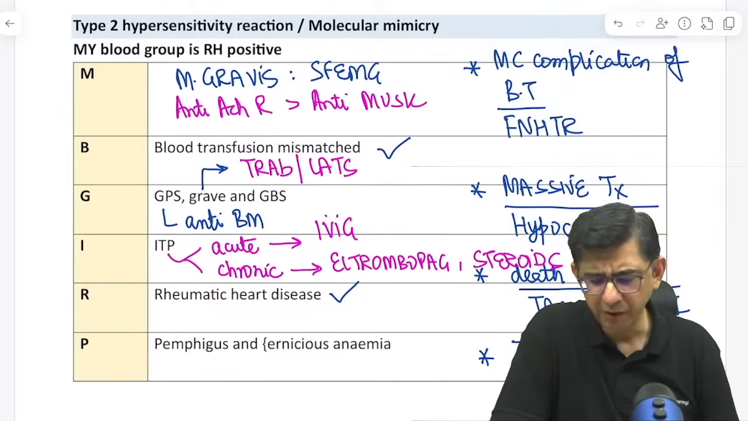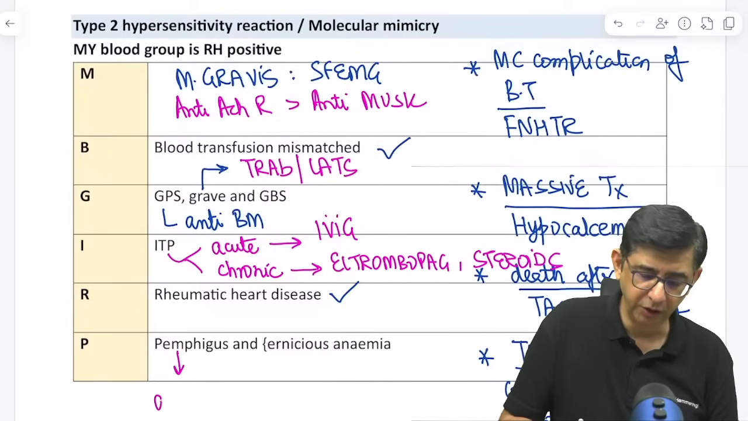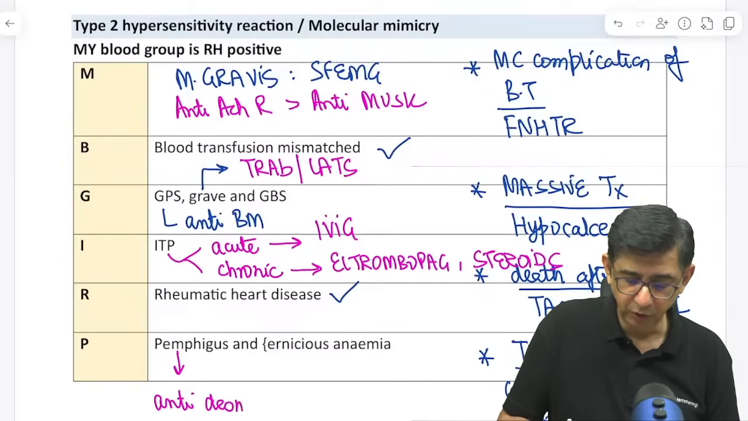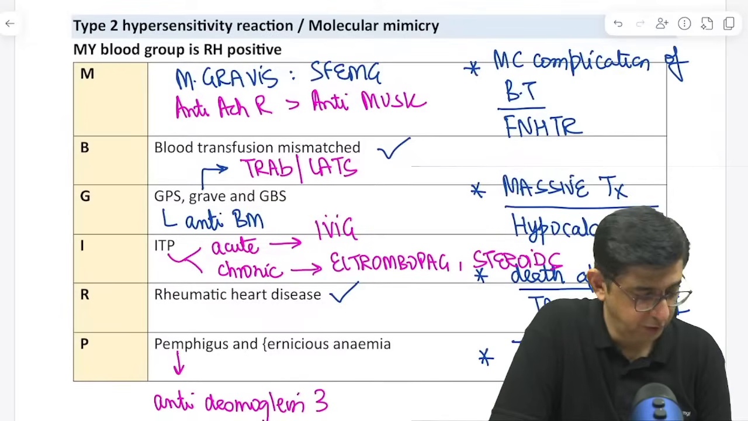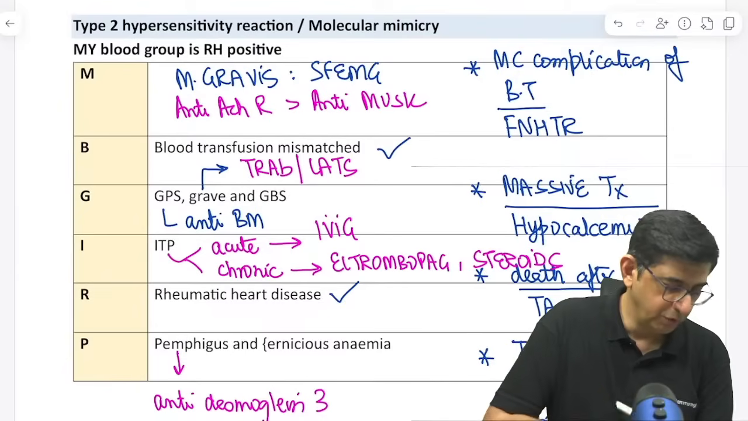Then is pemphigus. Pemphigus vulgaris, in which the antibody that is present, क्योंकि type 2 की बात हो रही है ना, तो antibody तो पूछेगा ही. Because it is type 2 hypersensitivity reaction, the names will be anti-desmoglein 3 and anti-desmoglein 1 antibody that would be responsible. Yeah, we have monoclonal antibodies also available for this.